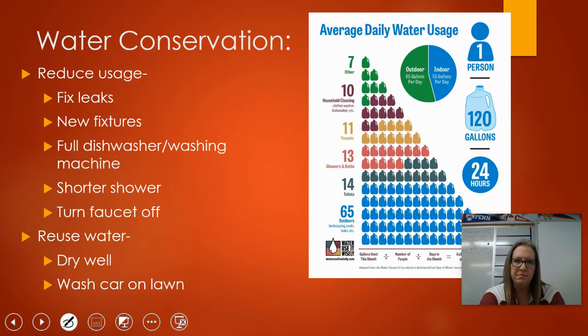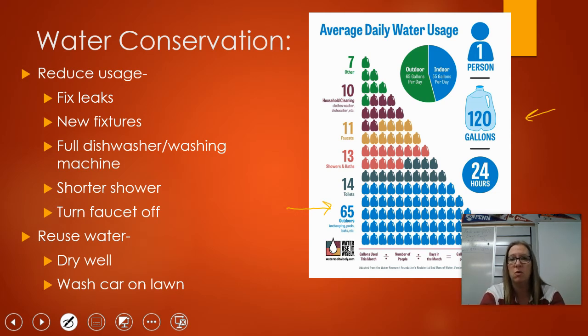Okay, here's how we use water at home. Okay, this chart right here kind of shows that again, on average, a person uses about 120 gallons a day of water, and this breaks down the different ways we use it. Okay, most of it is actually outside to water our yards and things like that, but like 13 gallons of water to shower, that's a ton. 14 gallons of flushing toilets.